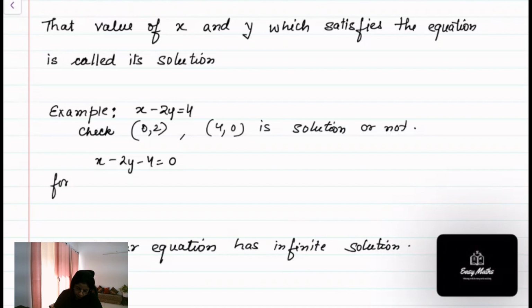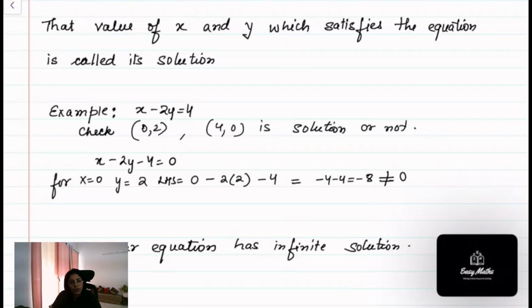Now, for x is equal to 0 and y is equal to 2, you put 0 minus 2 into 2 minus 4. Taking the LHS, it is equal to minus 4 minus 4, that is minus 8. It is not equal to 0. That means this point does not lie on this line. Though the line might have an infinite number of points lying on it, these points don't lie on this equation. Let's check for another point that is given in the question, 4 and 0.